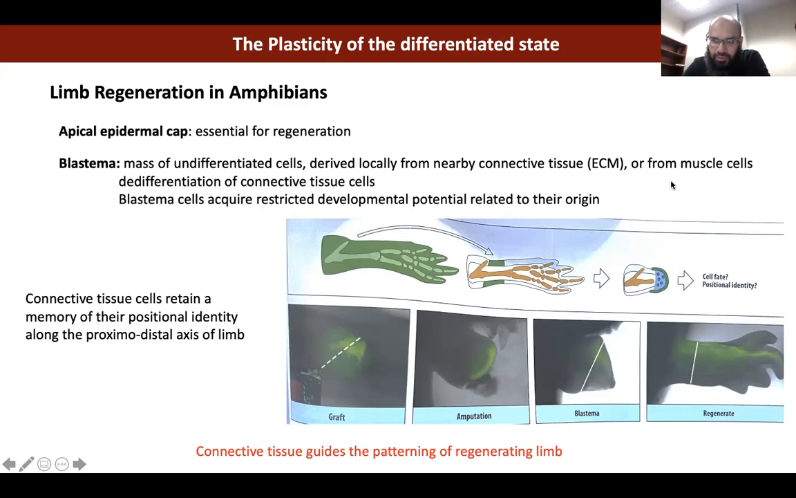And yeah, so if muscle cells are used for the blastema formation, they can only give rise to muscle cells, which is shown by this experiment. But if general connective tissue cells, for example fibroblasts or osteoblasts, are used for blastema formation, then they can differentiate into slightly more cell types, like cartilage or connective tissue cells or muscle cells, and can also make bones. So connective tissue has a little bit more developmental, less restricted potential than muscle cells.